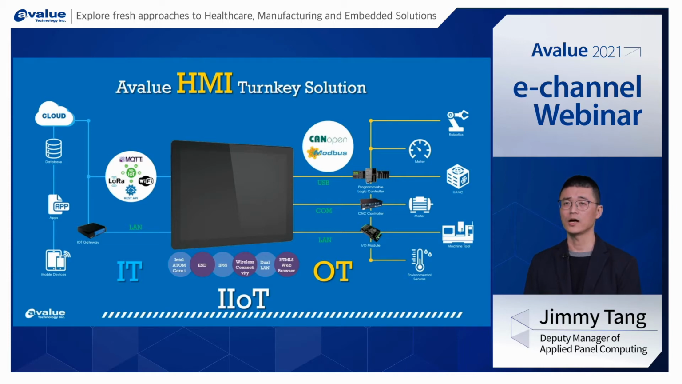We send the sensor information to the IT sections to do the analysis. We put that information into the database or the cloud and do a lot of analysis via the IoT gateway. That is how the real world works in factory automations. So as an HMI turnkey solution provider, Avalue has a lot of solutions that connect the IT and the OT together, becoming the IIoT sections.